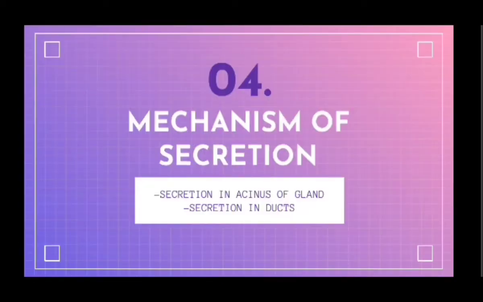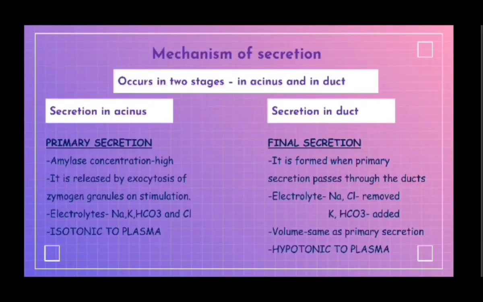Mechanisms of secretion. It includes secretion in acinus of glands, secretion in ducts. The two important stages are secretion in acinus and secretion in ducts. The secretion in acinus is known as primary secretion. In the primary secretion, amylase concentration is high and it is released by exocytosis of zymogen granules on stimulation.